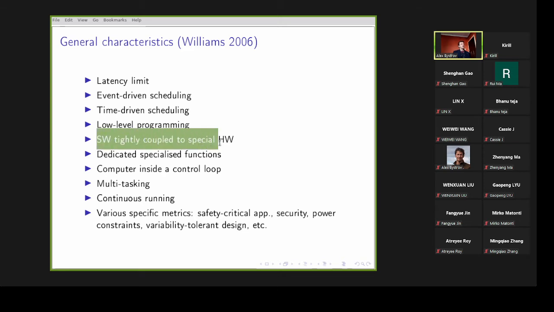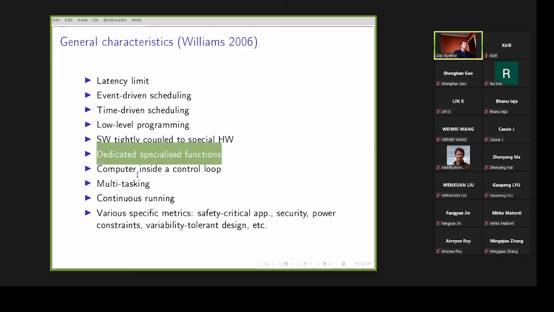Here we have software tightly coupled to special hardware. So you write programs which serve particular hardware, and sometimes you also bring new hardware into your system if your software is not fast enough. So sometimes you may want to serve a large screen by using a hardware accelerator, a graphics accelerator. Those who played games know how important it is. So frequently it is done. Dedicated specialized functions, of course, based on the above reason.